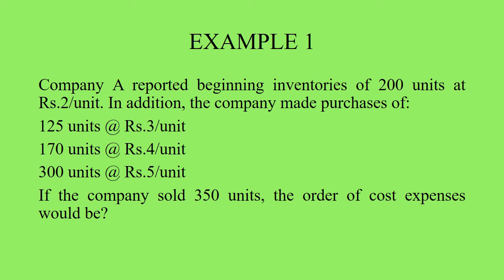So in this question, the company has given the entire details of its inventory report. Here the beginning inventory is 200 units at rupees 2, and they made 3 different purchases at 3 different unit prices, and then they have sold. They are asking us, if the company has sold 350 units, what would be the order of cost expenses.